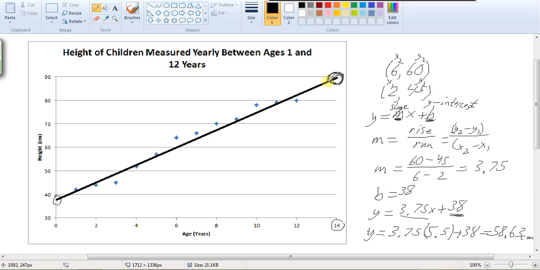Now, just so you guys know, this is not real data. 90 centimeters for a 14-year-old is actually quite short. That's probably not the case, but this is just an example.